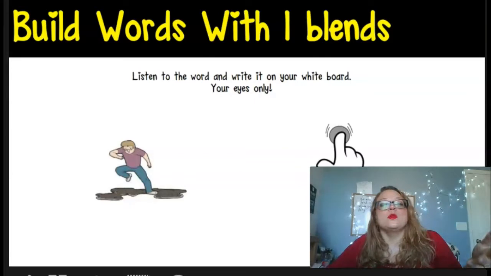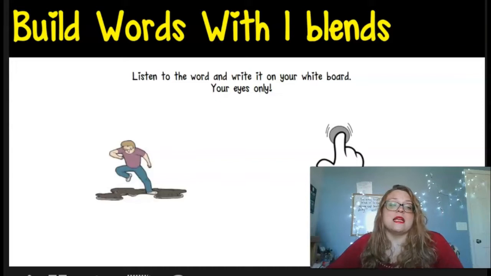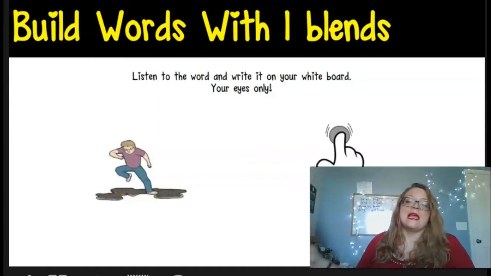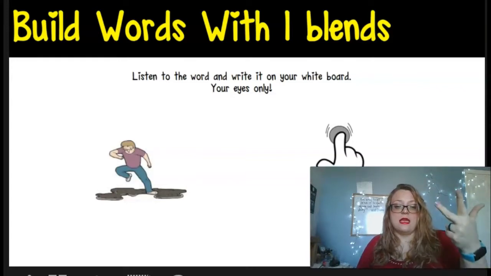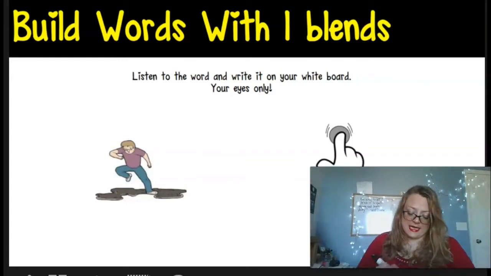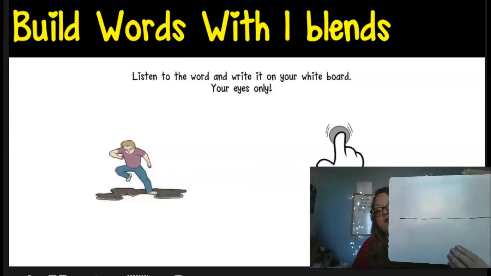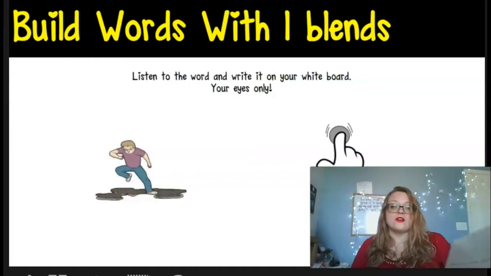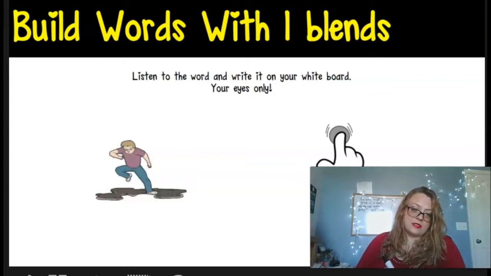Okay, so we might come to a word where 2 letters make 1 sound. So let's say the word slick. The road was slick. How many sounds are in slick? S, L, I, K. Slick. So, S, L, I, K. I still have 4 sounds, so I'm going to have 4 lines, okay? Our first sound was S, which is what letter? And then L. And what's our next sound?